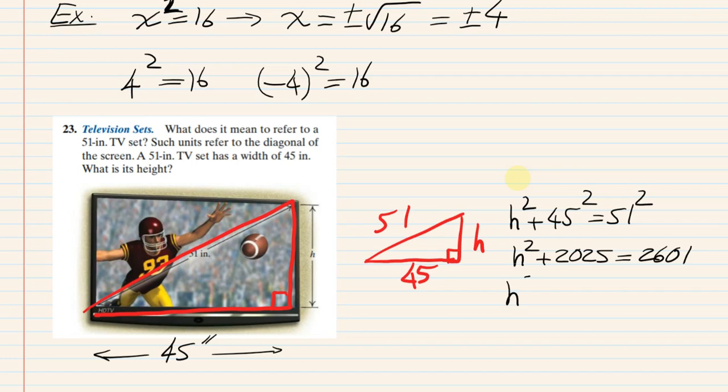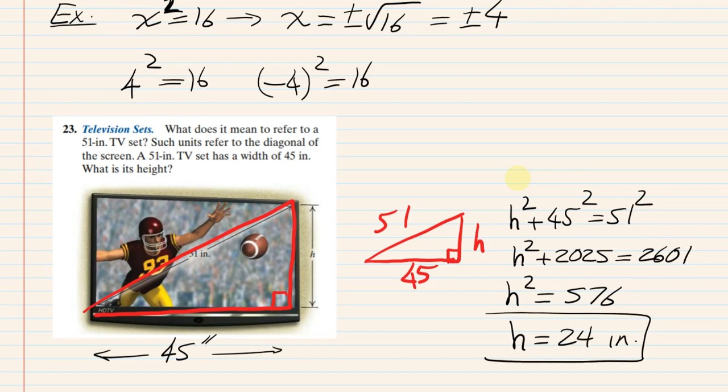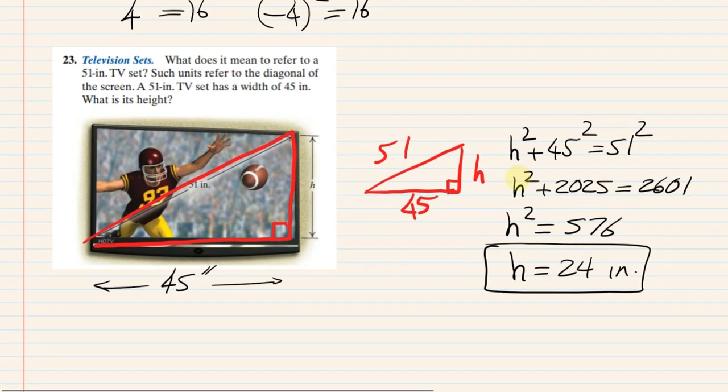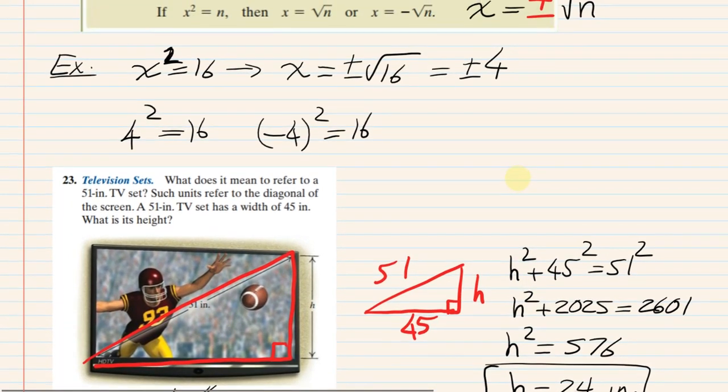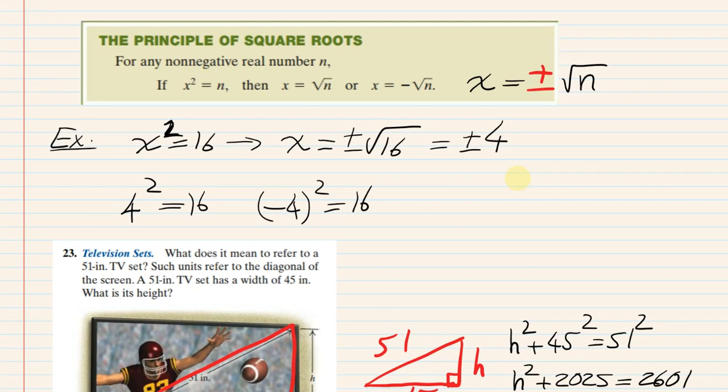So if I subtract 2025 from both sides, I'm going to get 576. Now the square root of 576 is going to be 24 using a calculator, 24 inches. So that is the height of that. Now how did I get 24 inches? Again, using the principle we had here, the principle of square roots.